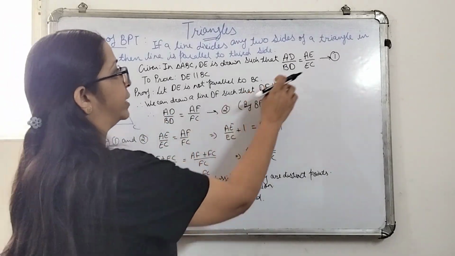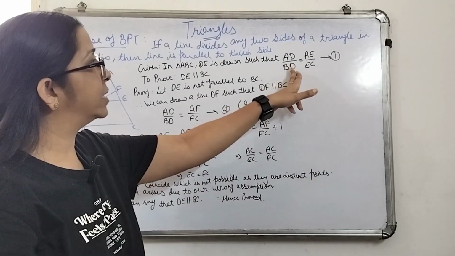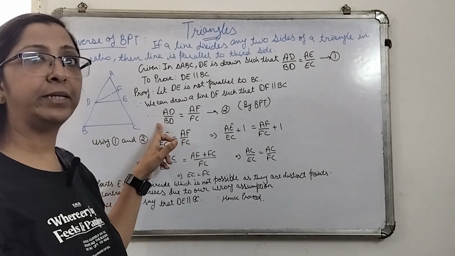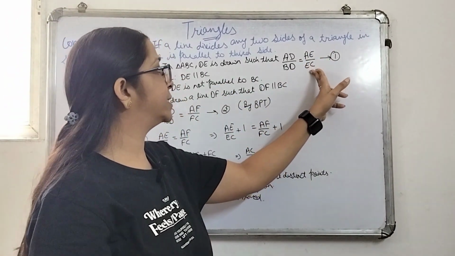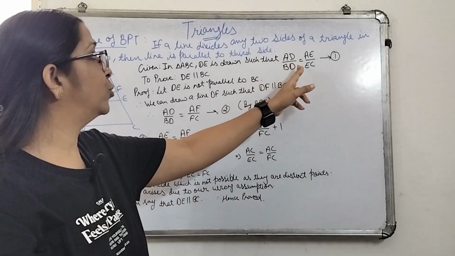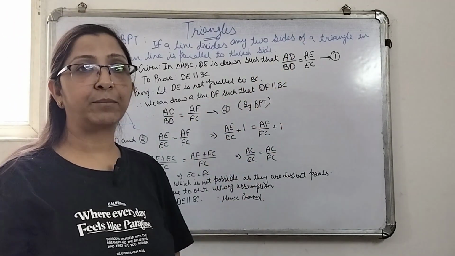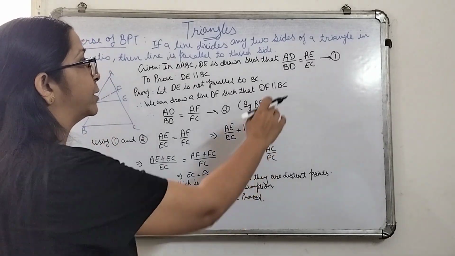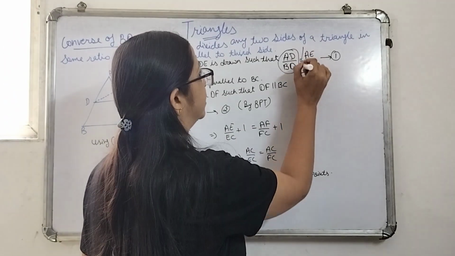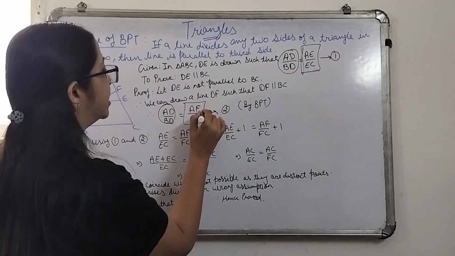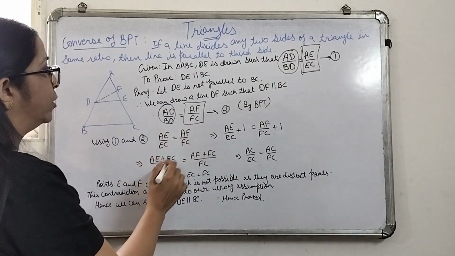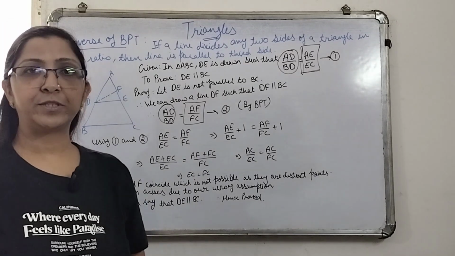Now if we compare the first and second statements, the LHS part is the same. Here the LHS part is AD over BD, and here also it is AD over BD. Here the RHS part is AE over EC and here the RHS part is AF over FC. If there are two equations in which one side is the same, the other side will also be the same. So from equations 1 and 2, we can say that AE over EC will be equivalent to AF over FC.